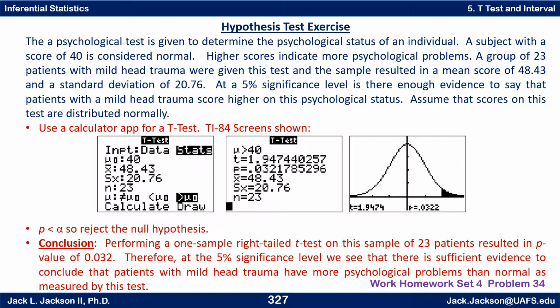So we can state our conclusion. Performing a one-sample right-tailed t-test on this sample of 23 patients resulted in a p-value of 0.032. Therefore, at the 5% significance level, we see that there is sufficient evidence to conclude that patients with a mild head trauma have more psychological problems than normal as measured by this test.